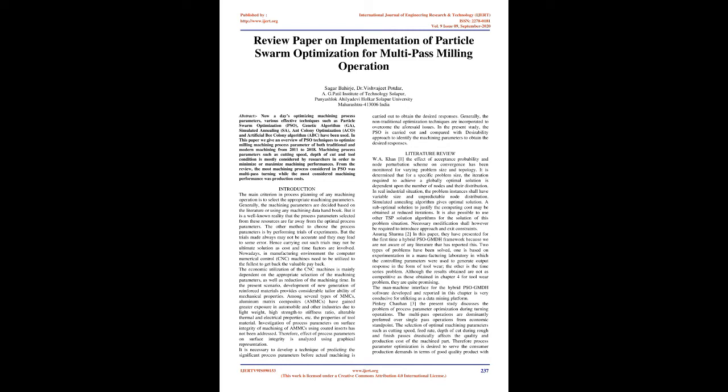WACON 1. The effect of acceptance probability and node perturbation scheme on convergence has been monitored for varying problem size and topology. It is determined that for a specific problem size, the iteration required to achieve a globally optimal solution is dependent upon the number of nodes and their distribution. In real industrial situations, the problem instances shall have variable size and unpredictable node distribution. Simulated annealing algorithm gives an optimal solution. A suboptimal solution to justify the computing cost may be obtained at reduced iterations. It is also possible to use other TSP solution algorithms for the solution of this problem situation. Necessary modification shall however be required to introduce approach and exit constraints.